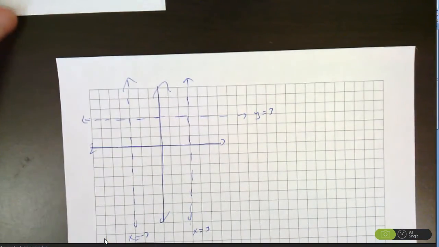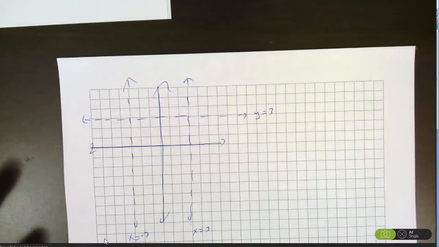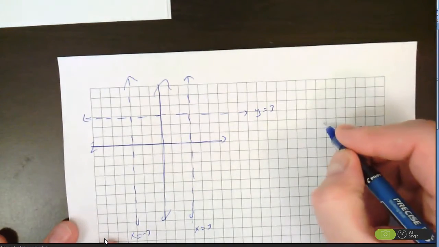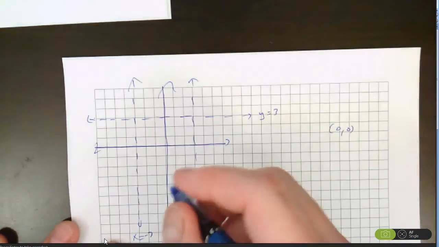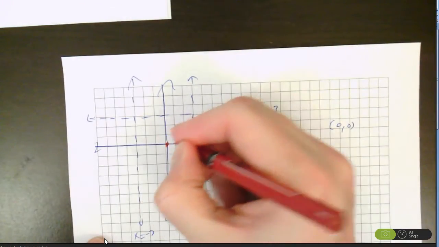Okay. Now, as far as points are concerned, I only had one point. 0, 0. That was it. 0, 0 was the only point we actually found of anything that was of substance. So I'm going to do this in green or red to make it stand out. So 0, 0 is right here.